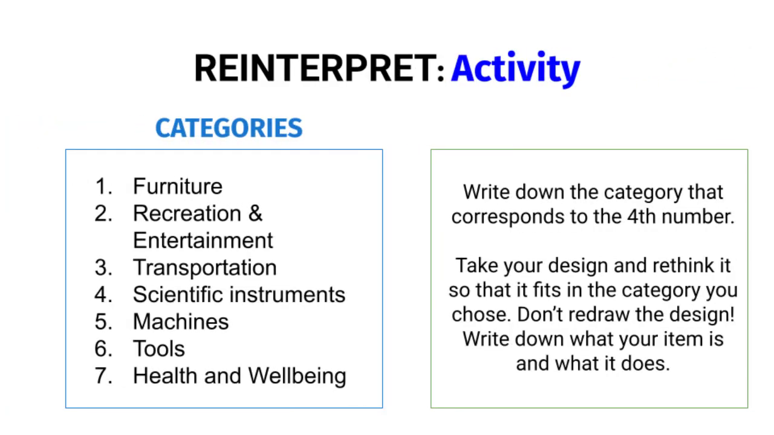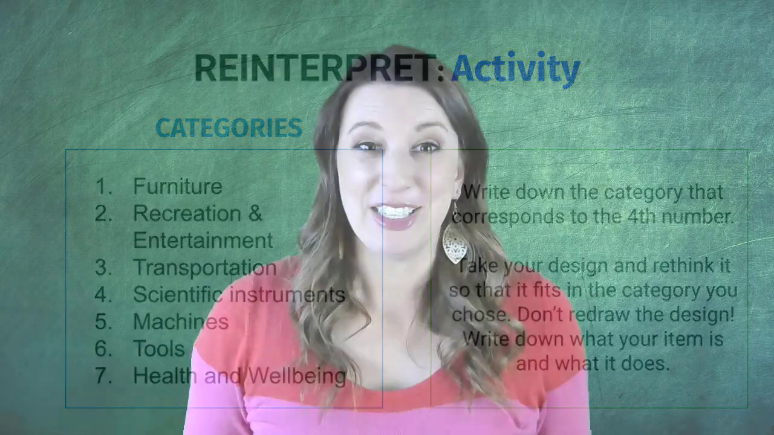Now I want you to write down the category that corresponds to the 4th number that you wrote down. Take your design and rethink it so that it fits into that category you choose. Don't redraw the design. Write down what your item is and what it does. Did you invent something new? You just reinterpreted a design and applied it to your problem or situation.